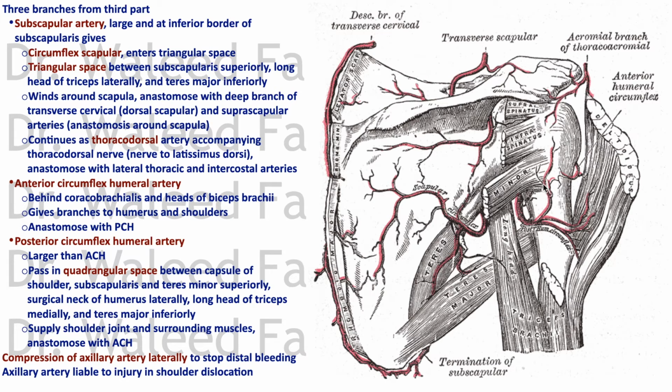Now, to control bleeding in the arm, you compress the axillary artery laterally, because of the anatomy. You compress it laterally against the humerus to stop the distal bleeding. Also, the axillary artery is liable to injury in shoulder dislocation. But the structure most liable to injury in shoulder dislocation, because shoulder dislocation is commonly anteroinferior, is the axillary nerve.